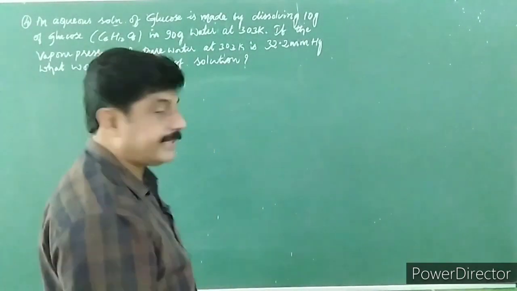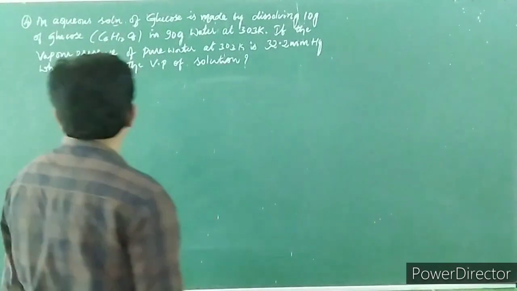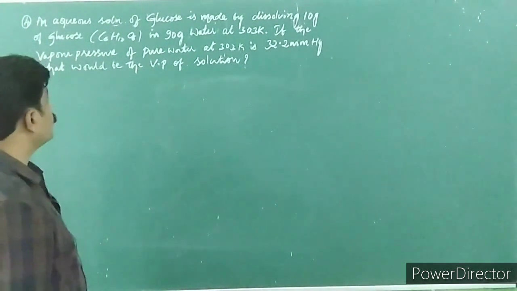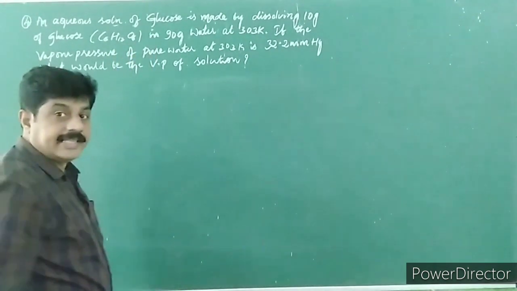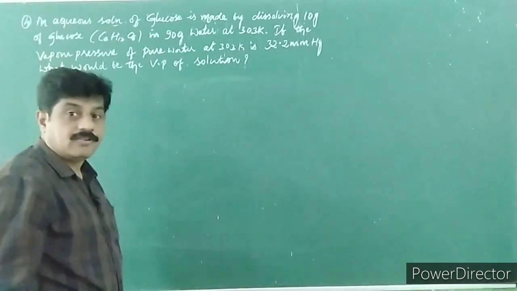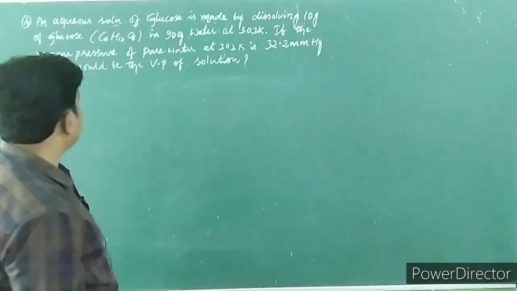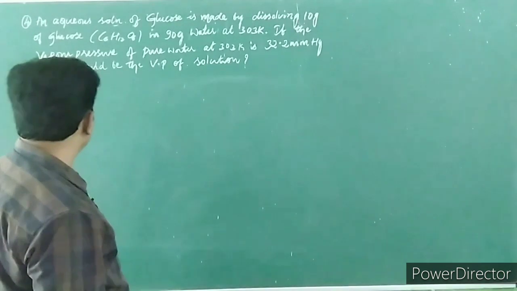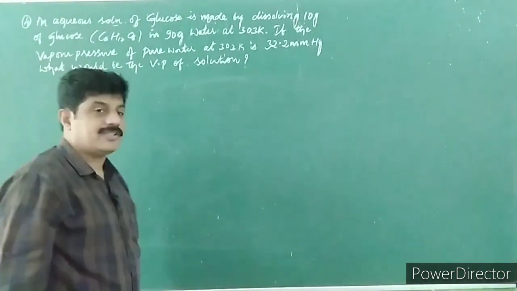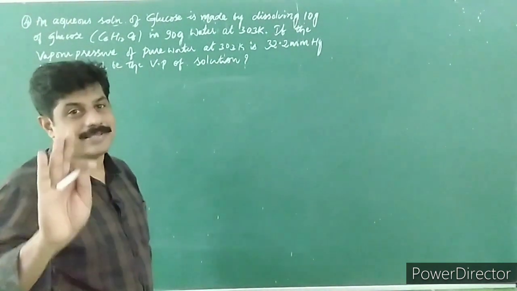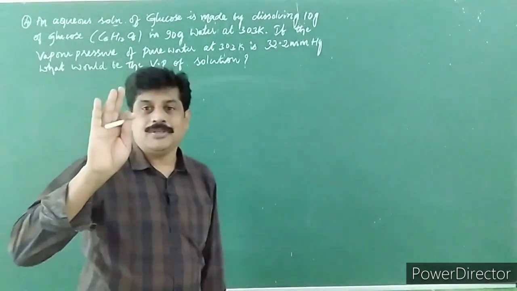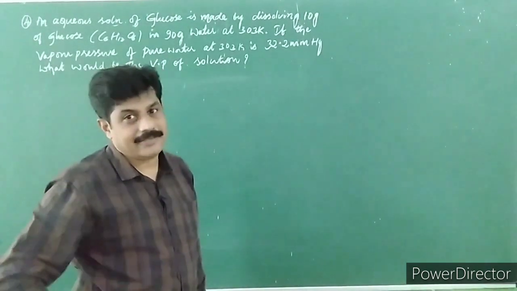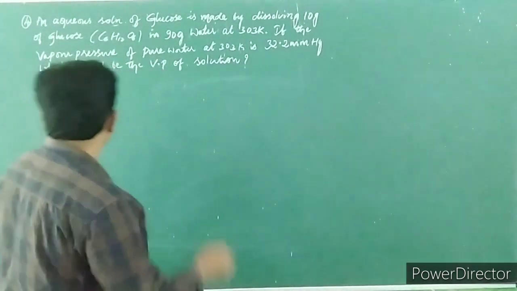Children, let us take up the next numerical. An aqueous solution of glucose is made by dissolving 10 grams of glucose, C6H12O6, in 90 grams of water at 303 Kelvin. If the vapor pressure of pure water at 303 Kelvin is 32.2 mm mercury, what would be the vapor pressure of the solution? Very simple numerical, children. You need to read the numericals 2 times, then you list down whatever the data given in this numerical. Let me solve this.